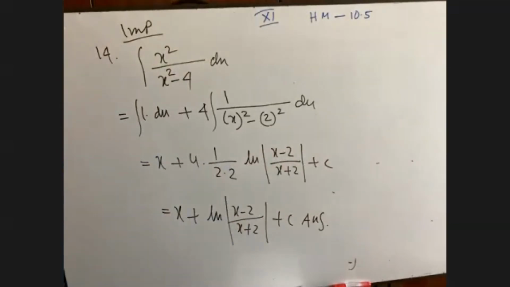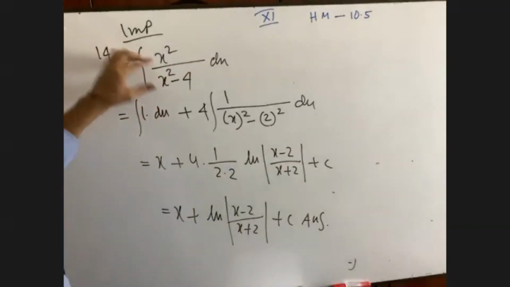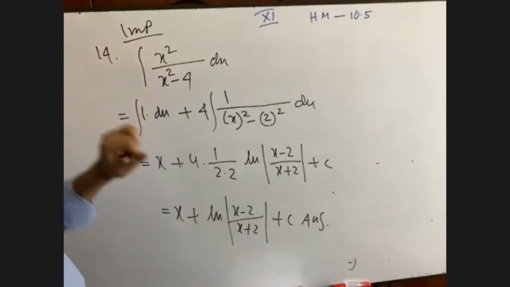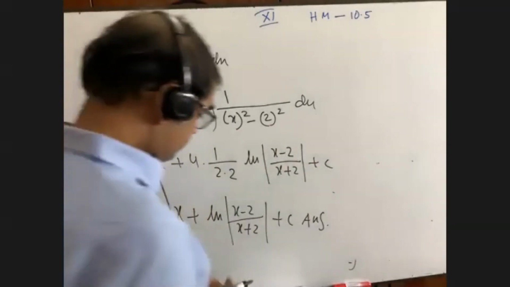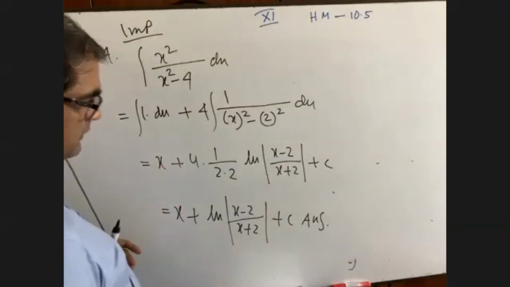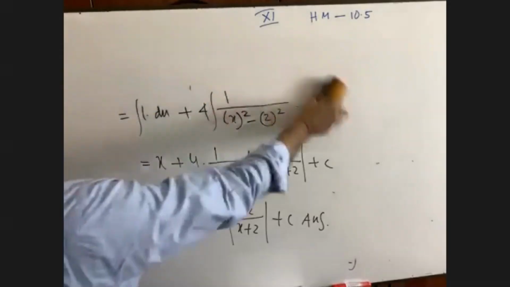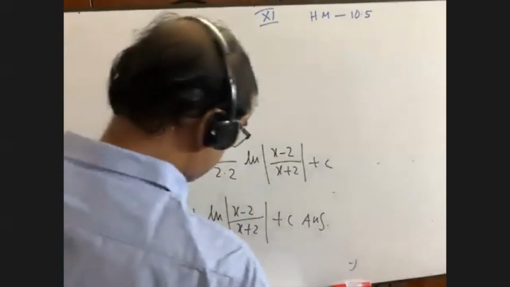Have you got it? Was it possible for you to do other than this rule? Yes, it was impossible. Now I am going to do another important math. Yes sir, understood. Okay.